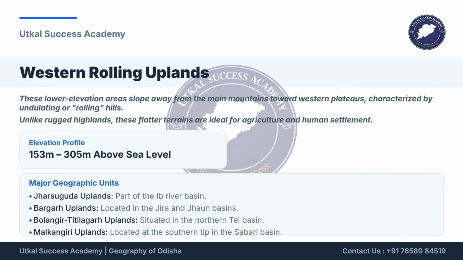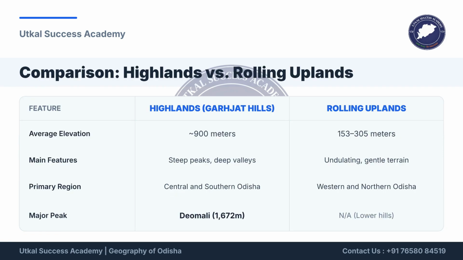The western rolling uplands are lower elevation areas, ranging from 153 meters to 305 meters above sea level. Characterized by rolling hills, they are excellent for agriculture and settlement. Major units are grouped by river basin, including the Jharsuguda, Bargarh, Bolangir, Titlagarh, and Malkangiri uplands. Comparing the highlands and rolling uplands, the highlands have an average elevation of 900 meters, with steep peaks. They are centrally and southern located.